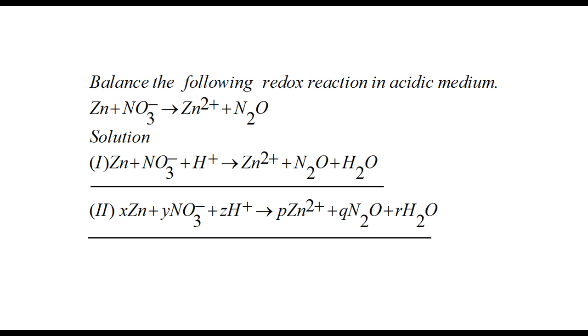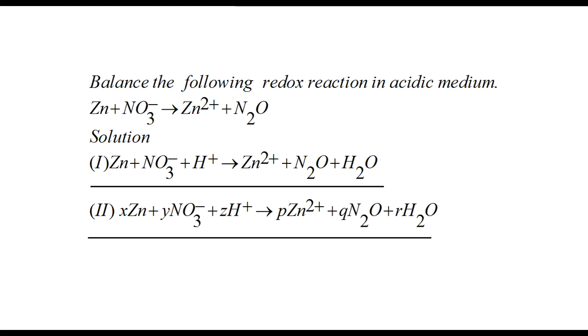Consider the following redox reaction in which Zn plus NO3 minus gives Zn2 plus N2O, and suppose this reaction is happening in acidic medium. So remember that for acidic medium you have to do one thing: for whatever the redox reaction is, you have to add H plus ion to the LHS of the reaction and H2O to the RHS of the reaction.